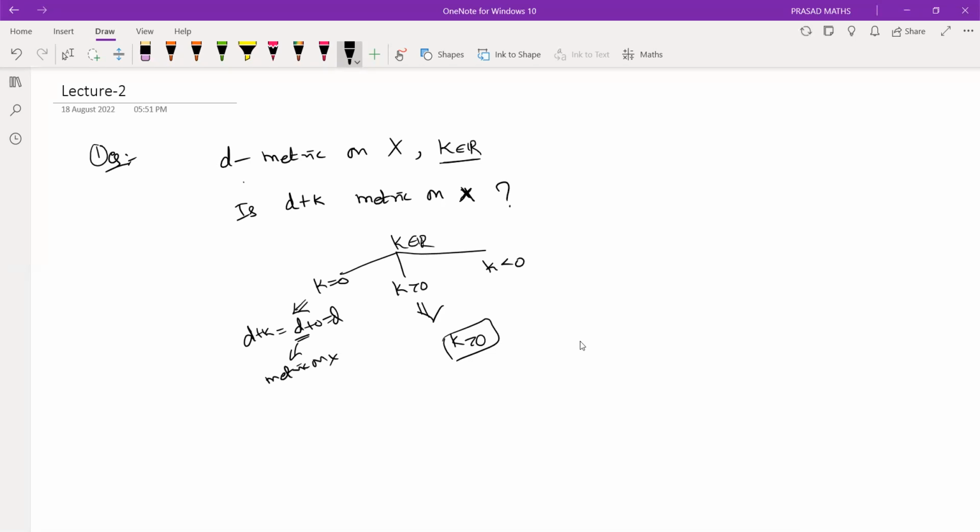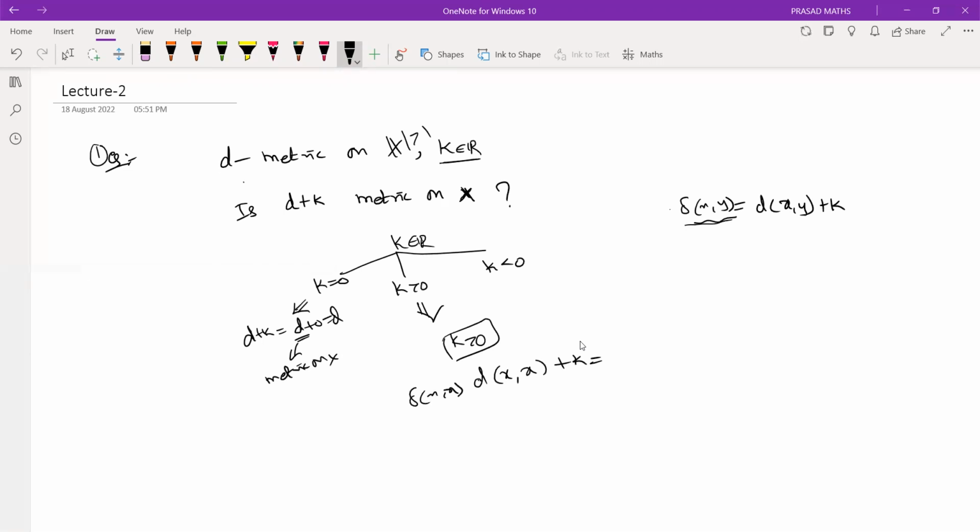So the answer is, for the sake of our convenience, you know that the cardinality of x should be bigger than 1. Already I told you. So I start with one element, d of x comma x plus k. Without loss of generality, suppose delta of x comma y is d of x comma y plus k. The question is, is delta a metric?